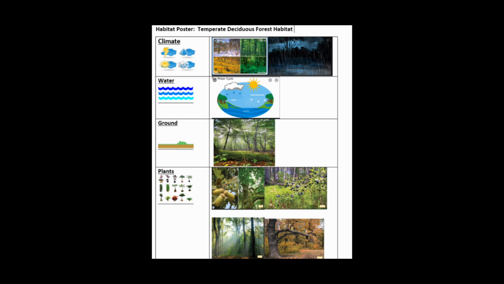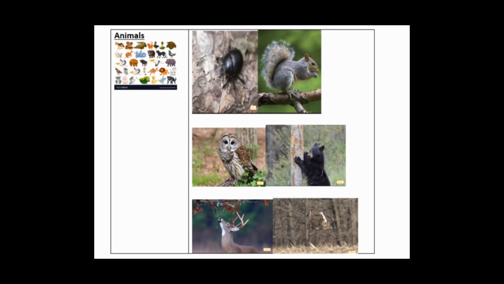Ground. The ground is mostly shaded, covered with mosses and small plants. Plants. Plants include grasses, wildflowers, moss, and trees. Animals. Animals include squirrels, owls, black bears, deers, chipmunks, rabbits, and mice.